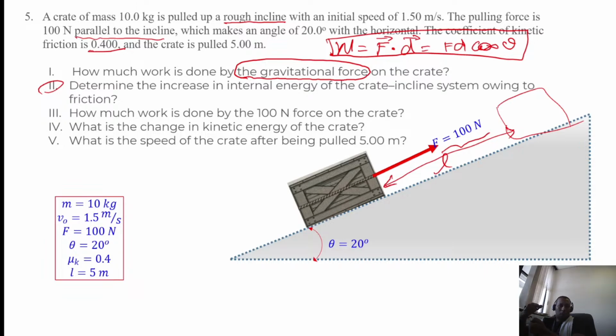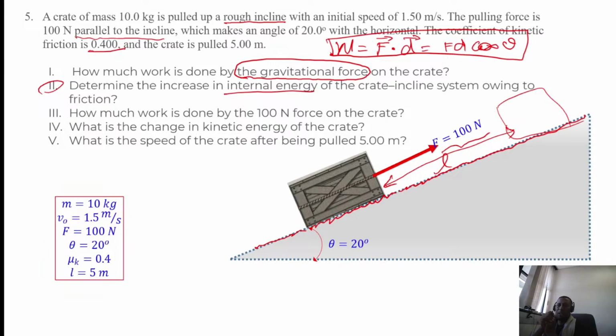If you pull this object upward, and it's given that this surface is rough, that's why I put a dotted line. This surface is rough. Therefore, there is heat involved because this thing is sliding up on it. There is friction in between. There is heat. That heat creates a change in internal energy. This is what we are interested in. Then they say, determine the increase in internal energy of this system because of the friction.